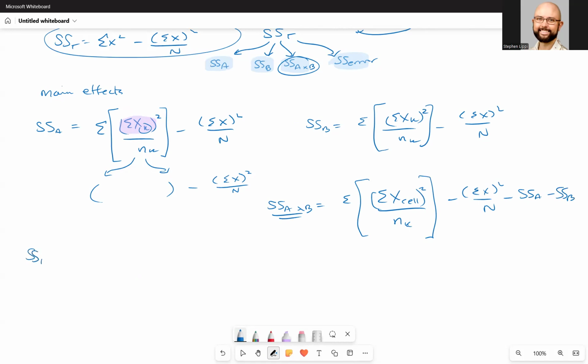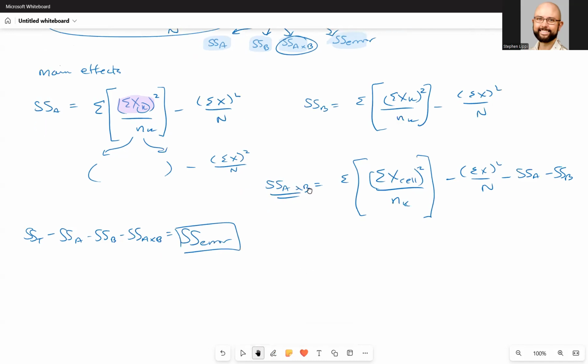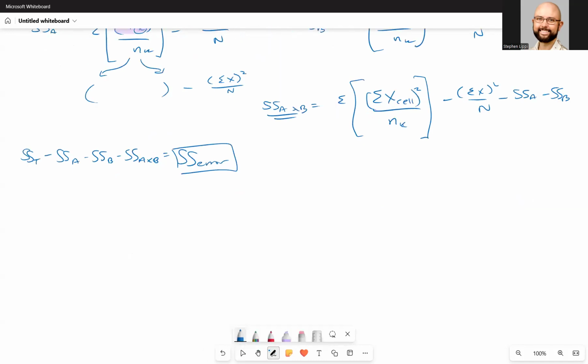What's nice is that once we know the total and we know the sums of squares of A, sums of squares of B, and the interaction, subtracting all those from the total will give us our sums of squares for error. Now, once we have our sums of squares, we know how to solve for variance, right? When we solve for variance, that is simply just sums of squares over degrees of freedom.